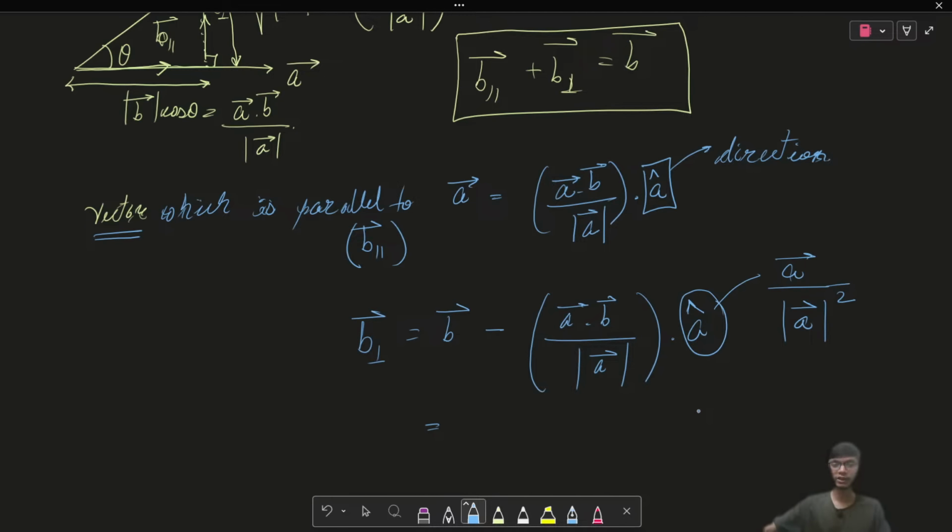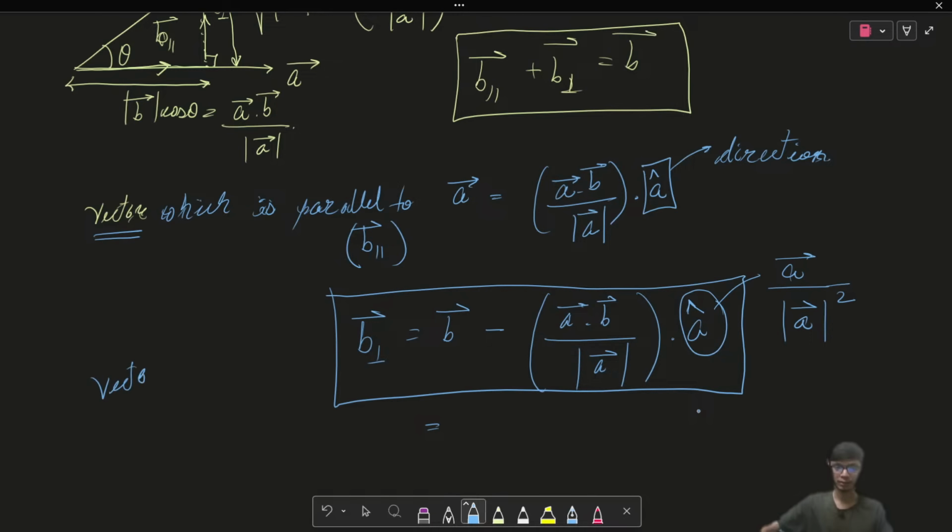So I can also write this kind of expression. This will give me the expression for the vector which is perpendicular to the A vector. By this relation, I am able to get the vector which is perpendicular to the A vector, right? All right, so we obtain the two vectors which are parallel and perpendicular to it. I hope this discussion is clear.